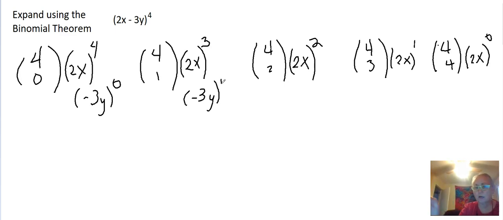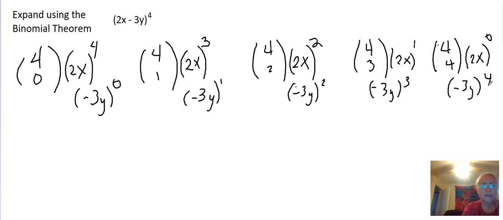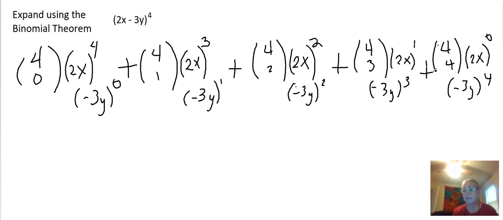Now it's going to go up, whereas the first term is going to go down. Negative 3y to the second, negative 3y to the third, and negative 3y to the fourth. Now these are all terms that are being added, and it may turn out that some of them have minus signs. So those signs will change to a subtraction as we go along.